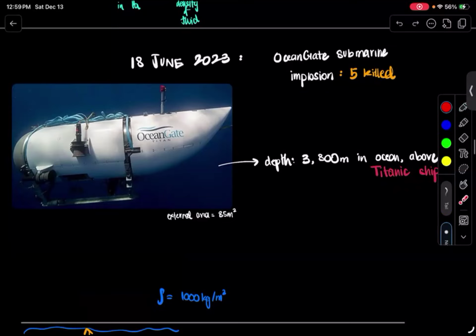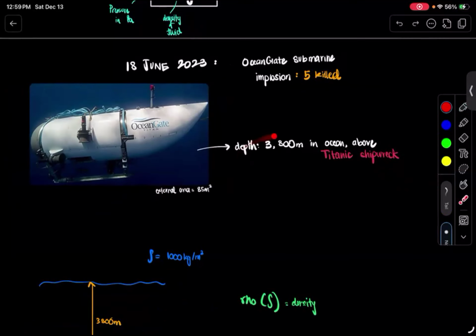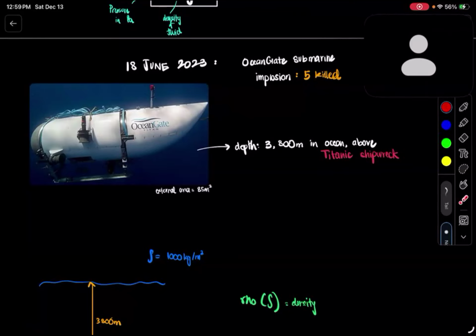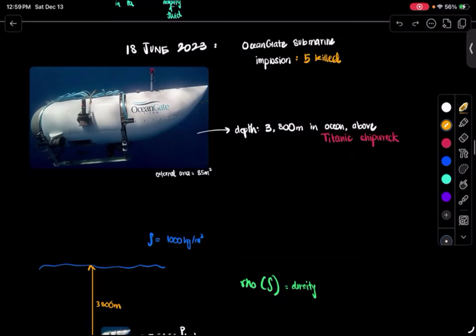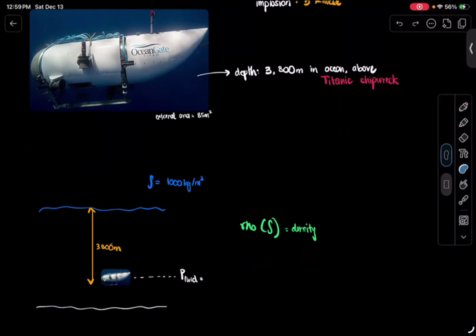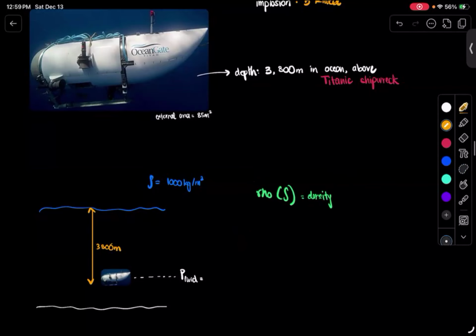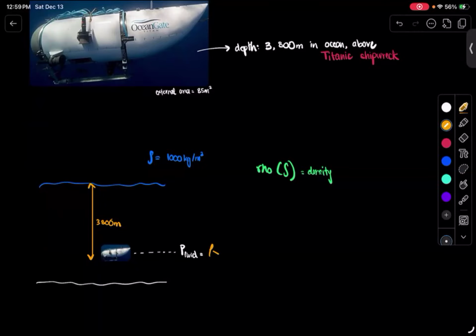Now, that submarine was at a depth of 3.8 kilometers in the ocean, right? So that's a huge depth. Like 3.8 kilometers is extreme. That's like half the height of Everest, I believe. Now, how can we calculate the pressure due to fluids? We can do that pretty simply. We know that density into G into H is just equal to the pressure due to fluid.